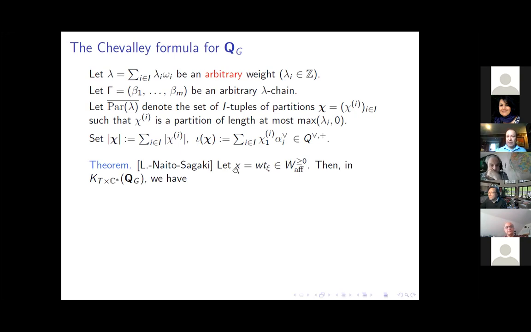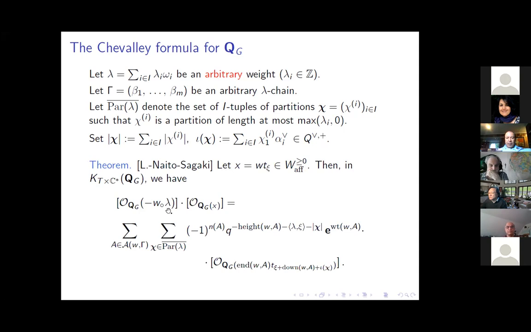So we take an element X of the positive part of the affine Weyl group, which indexes a Schubert variety. So then in this equivariant K-theory of the semi-infinite flag manifold, we can express the product of the Schubert class indexed by X with the class of the line bundle corresponding to the weight negative W0 lambda. Turns out it's easier to state it like this rather than with lambda, but again, lambda is an arbitrary weight. So this expands as a sum over the W-admissible subsets, so objects of the quantum Markov model.